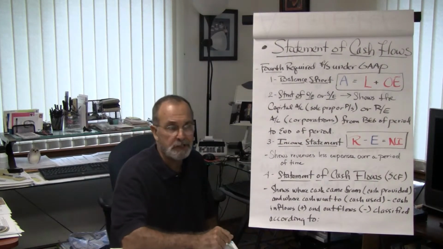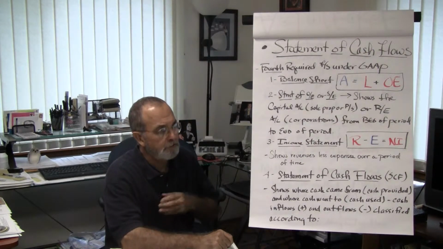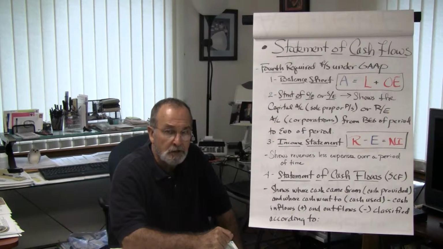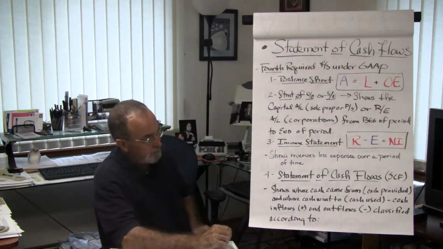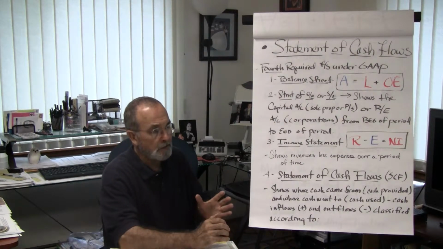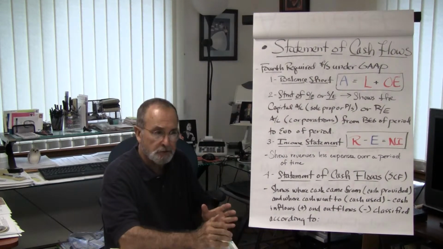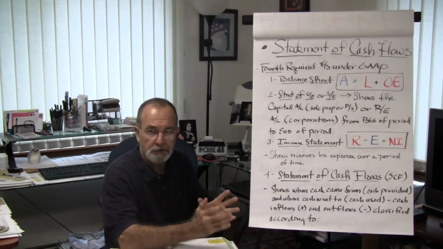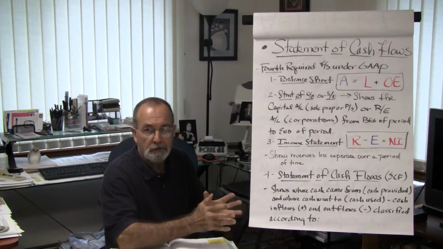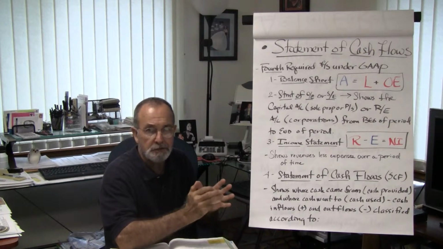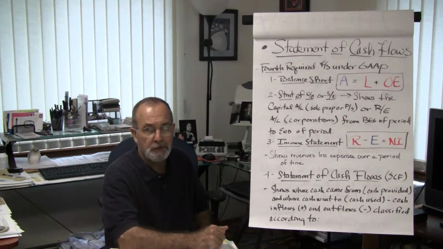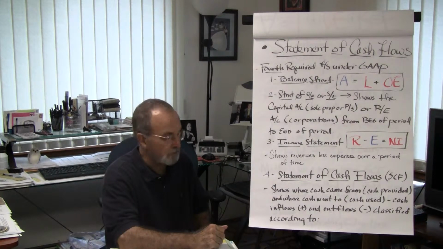It's a very important statement. Oftentimes a business can be showing a profit on the income statement, but can be short of cash. And so the cash flow statement shows where your cash is, where your cash has come from, where it's gone. And if your business is short of cash, it can tell you exactly what the problems may be that are resulting in that cash shortage.